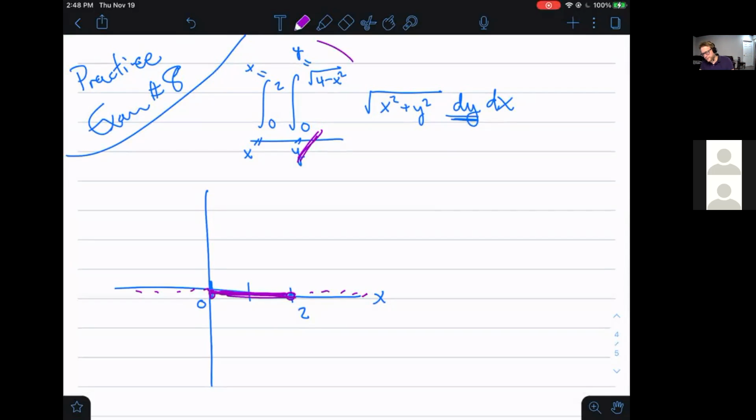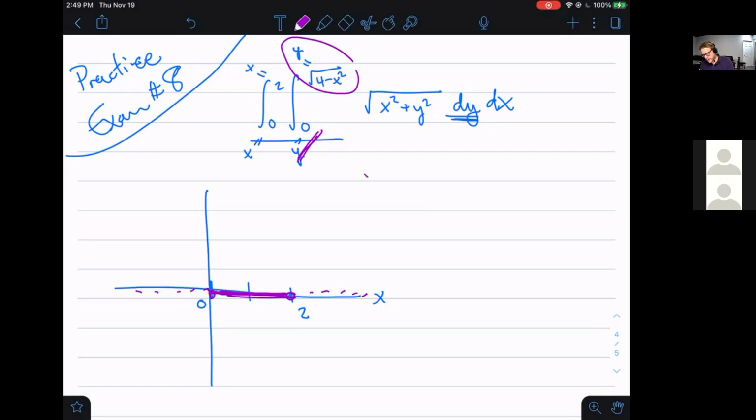Now this upper bound of integration for y is certainly the most complicated one. Can anyone tell me what shape this equation corresponds to? What shape is this going to be? Hopefully you've done enough of these that it looks familiar. So yeah, this is going to end up being a circle.